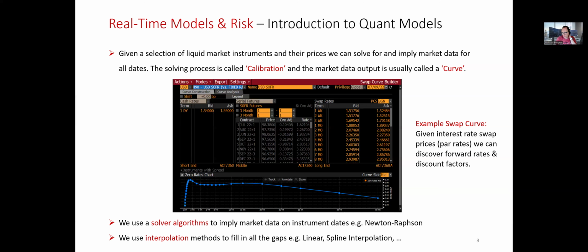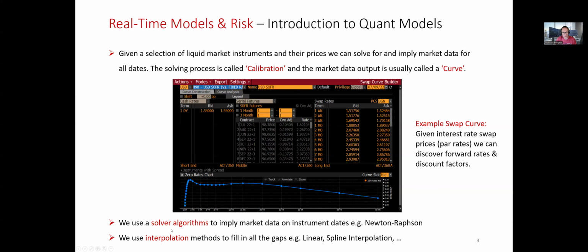So here's an example swap curve, taken from Bloomberg. Given these orange swap instruments and their prices, which are quoted in par rates, we're able to solve for forward rates and discount factors. Bloomberg are here showing the zero rates, but we're interested in forwards and discount factors. Zero rates are not really what we're after, but this is just for information. We need the forward rates and the discount factors, the market data used to price these instruments.